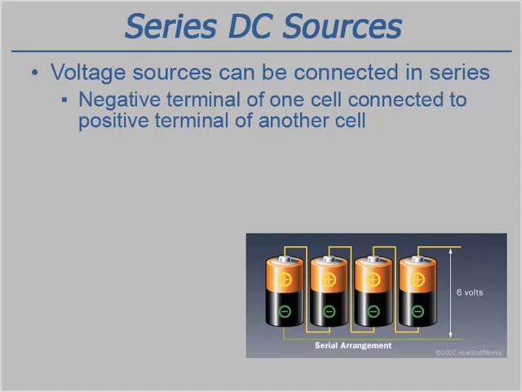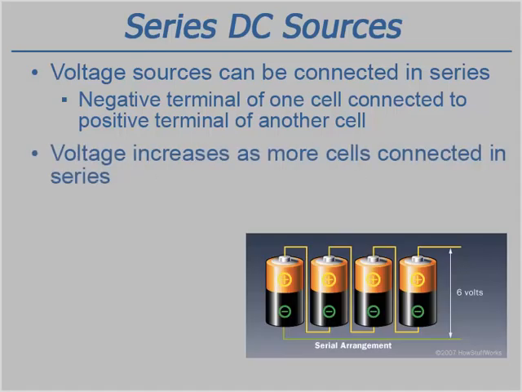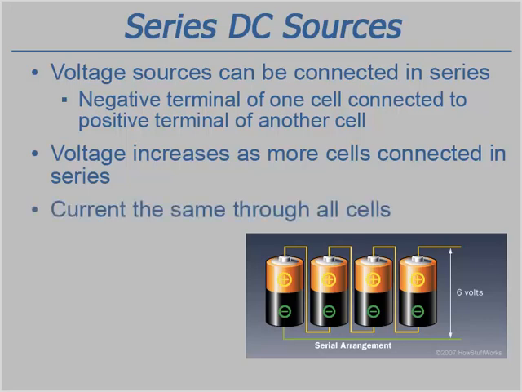Across 4 cells is 6 volts, etc. Although the voltage increases as more cells are connected in series, the current is the same through all the cells. This is how batteries are made with higher voltages.